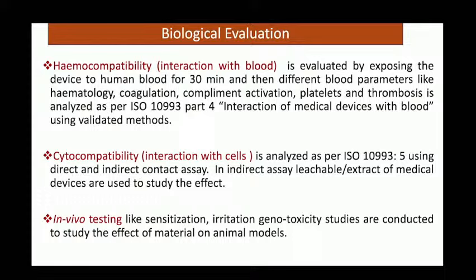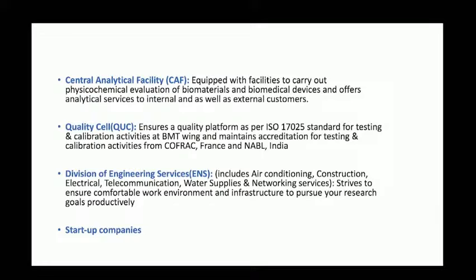So these are some of the important things that you need to do before an in vivo device actually comes into the market. You have to have a central analytical facility where all the products can be tested together. You have to have a quality cell which actually takes care of all your products. You have to have a division of engineering which takes care of all your machines. And there have to be initiatives for startups, which are very, very important. All of us now have to focus on startups to form our own companies. This is what the government wants us to do.